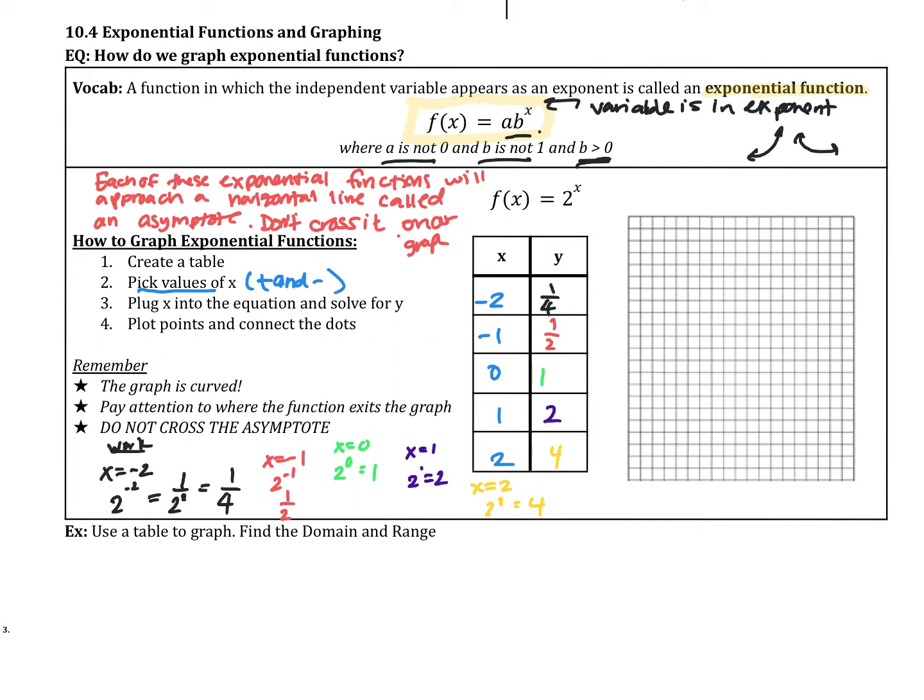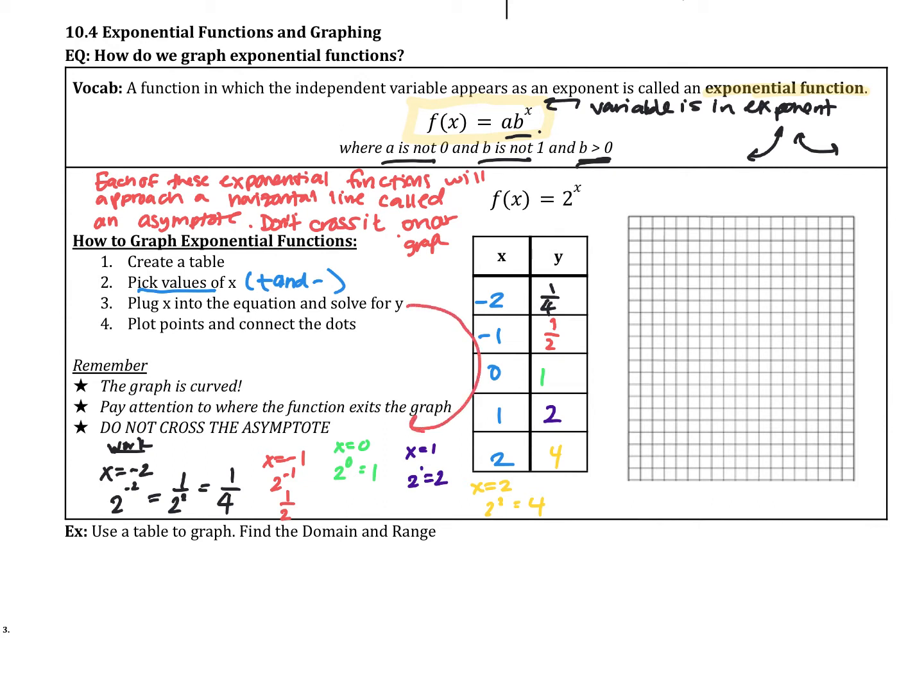So the first thing we're going to do is make that table and choose the values of x. Most of the time, these 5 x values are going to be perfect for what we're trying to do. Once you have done that, you're going to plug in those x values like we just did to solve for the different y values.